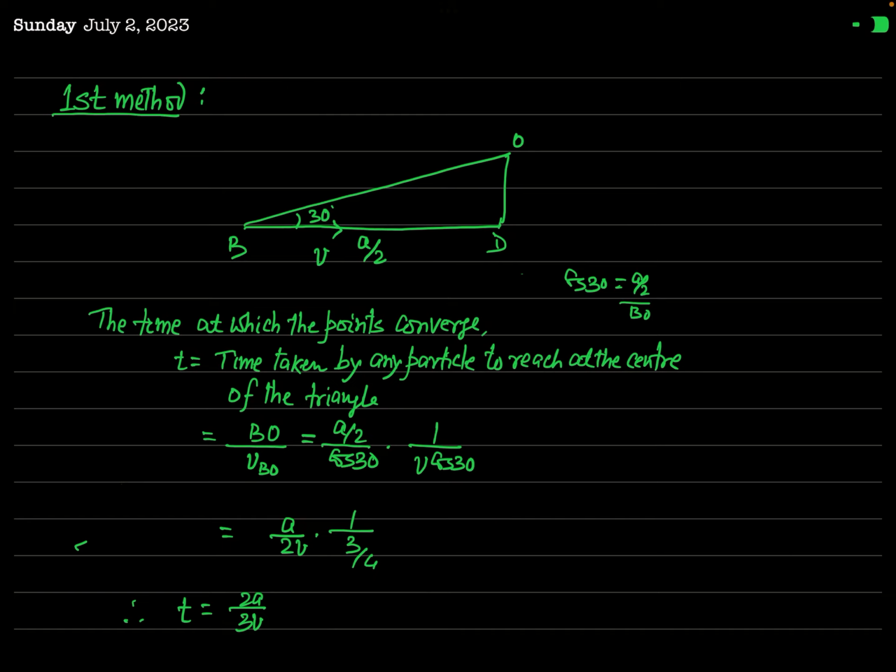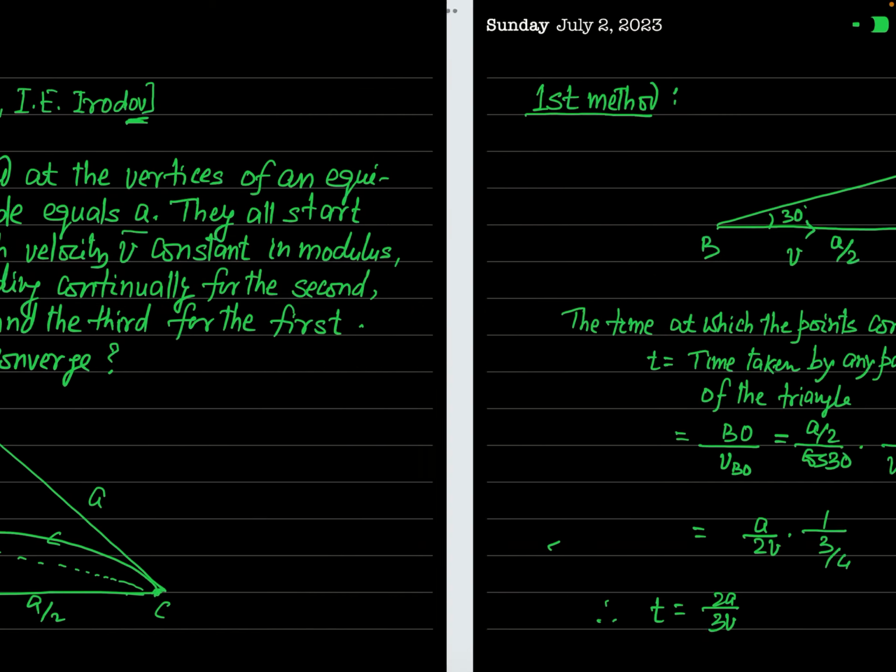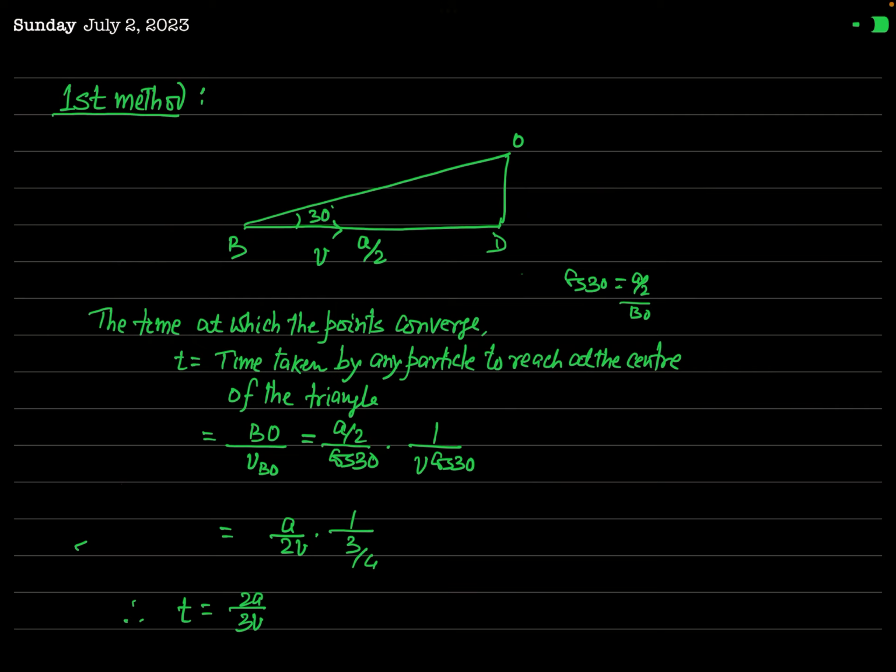So let us see, if you draw a perpendicular from this point O to the side BC, let us say this perpendicular is OD, then obviously BD is equal to A by 2, DC is also equal to A by 2. And as it is an equilateral triangle, this angle will be 60 degrees, and hence this angle OBD will be 30 degrees.